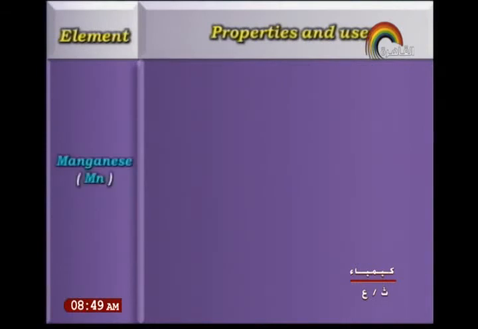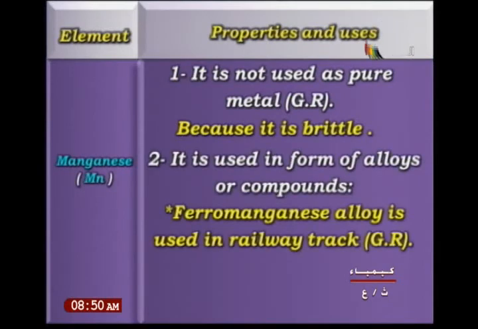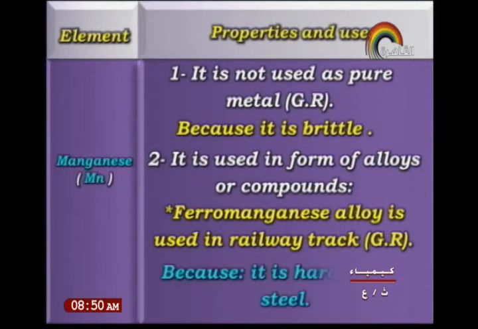Now we are going to talk about manganese, that has atomic number 25. This element is not used as pure metal. The reason for that is because it is brittle. Another use, it is used in the form of alloys or compounds. Ferromanganese alloy is used in railway track. Why? Because it is harder than steel.